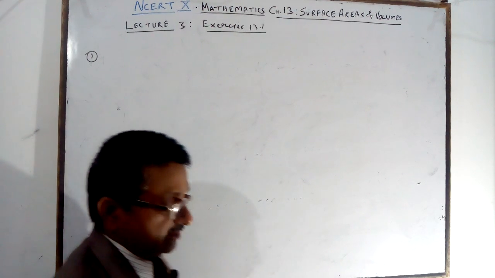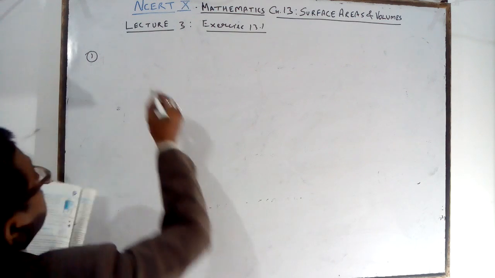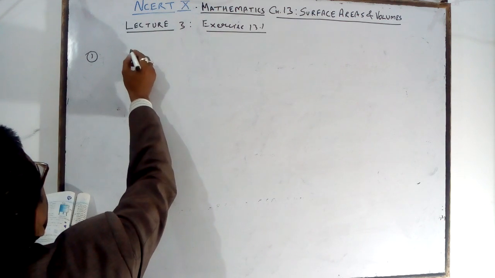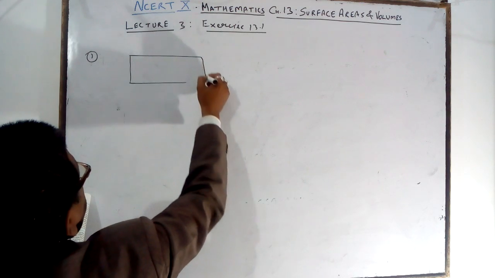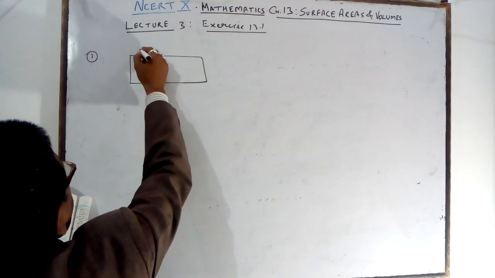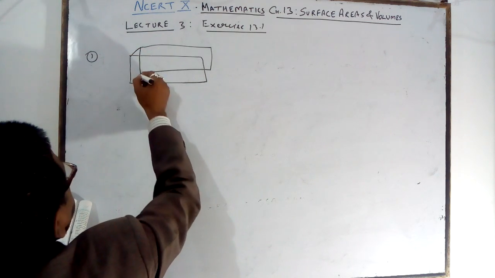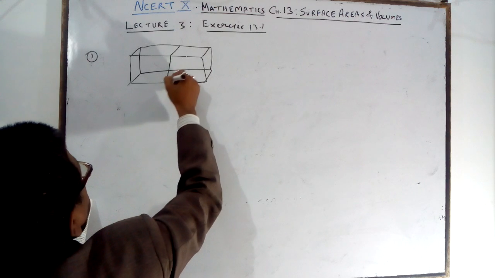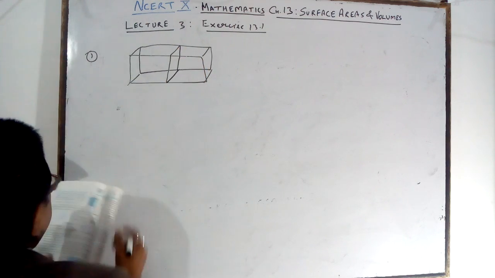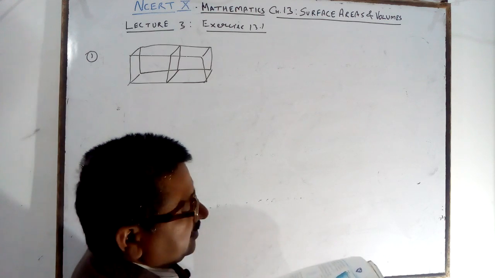Question number 1. Two cubes each have volume 64 centimeter cube. Two cubes whose volume is 64 centimeter cube each are added, forming a cuboid. Join end to end and find the surface area of the resulting cuboid.